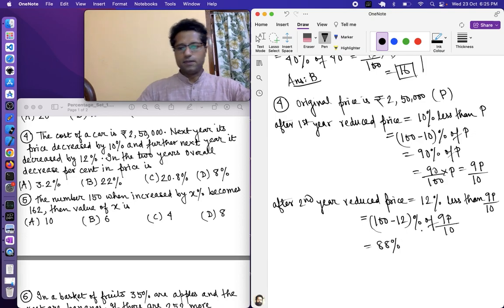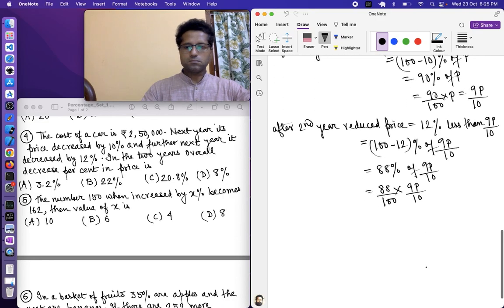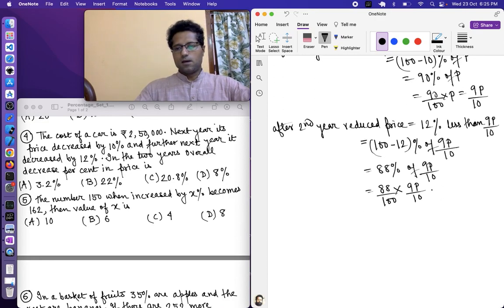100 minus 12 is 88. 88% of 9P by 10 is equal to 88 by 100 multiplied by 9P by 10. This is equal to 88 multiplied by 9, which is 792P by 1000.